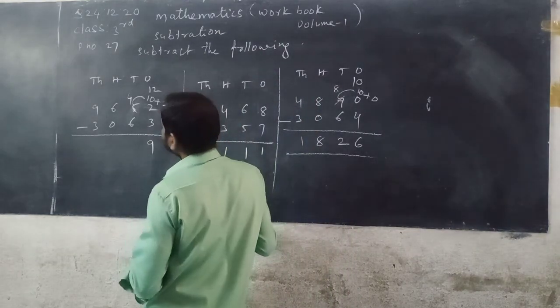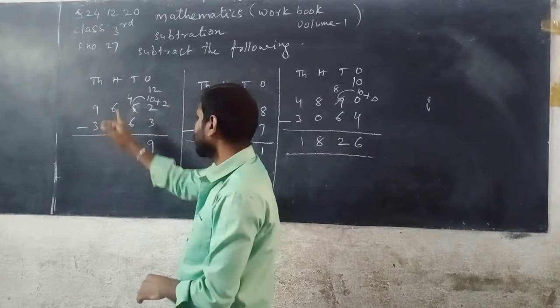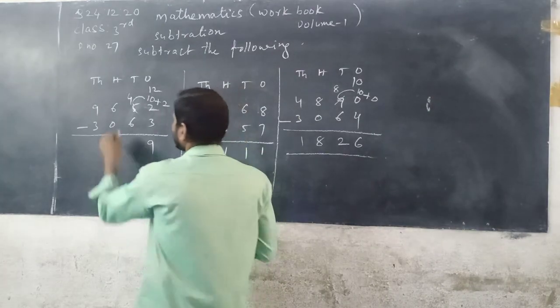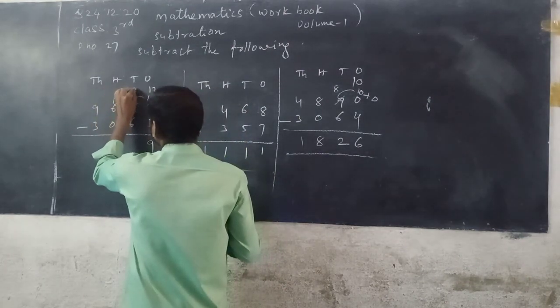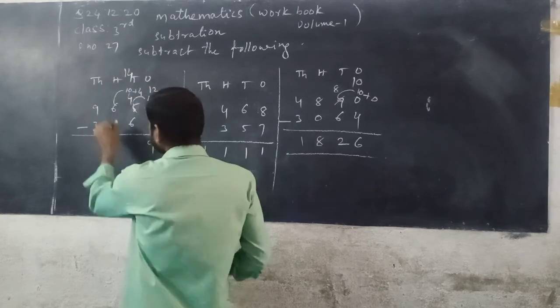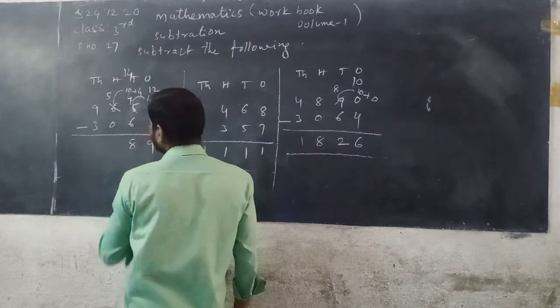Next we subtract the digits in the tens place. 4 minus 6, not possible, because 4 is smaller than 6. Then we have to borrow from 6. It gives 10. 10 is added to 4, you get 14. 6 becomes 5. 14 minus 6, you get 8.